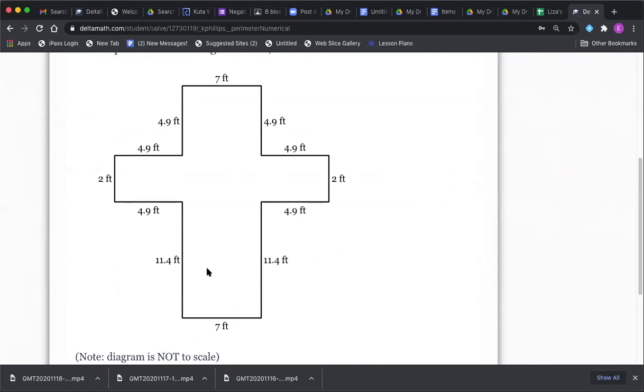All right, anyway, pick a corner to always start at. So if you always want to start in the bottom left corner, start there, and then you're just going to add your way all the way around.